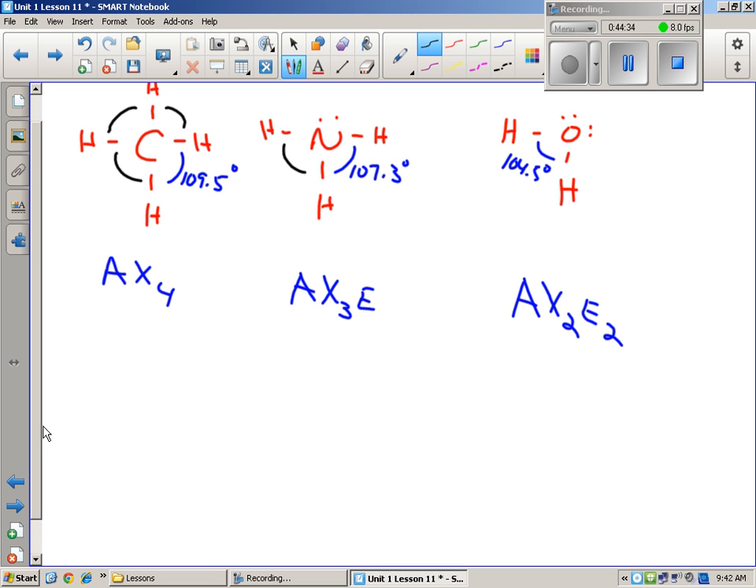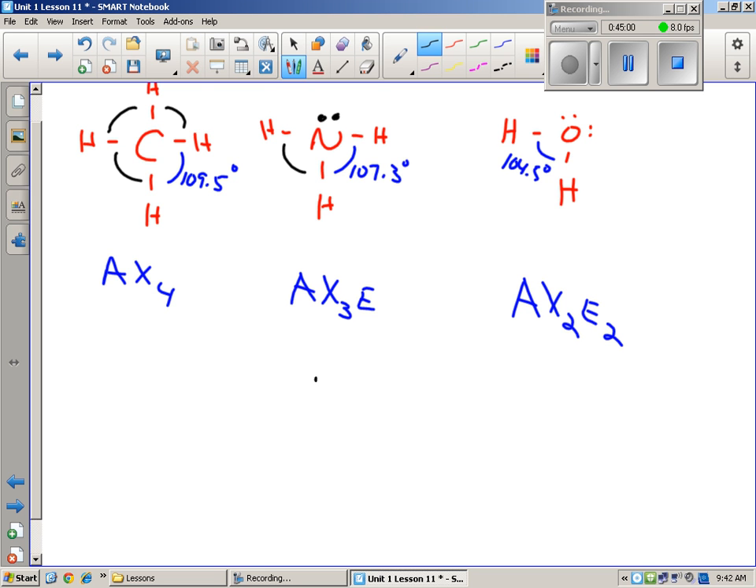But remember, that's just the bond angle here. You've got this lone pair up here. So if everything was completely symmetrical, then this right here should have been 109.5, yes? Same as the last one. But it's not. And that's because lone pairs repel more than bonding pairs.